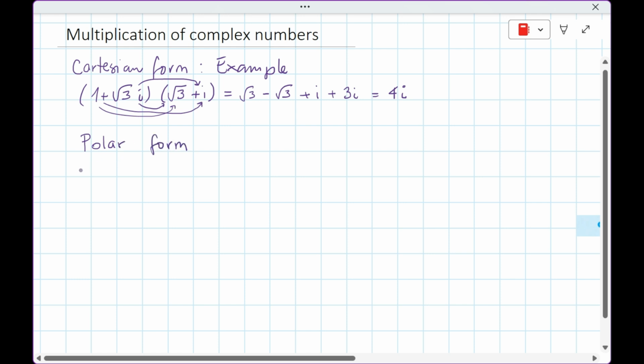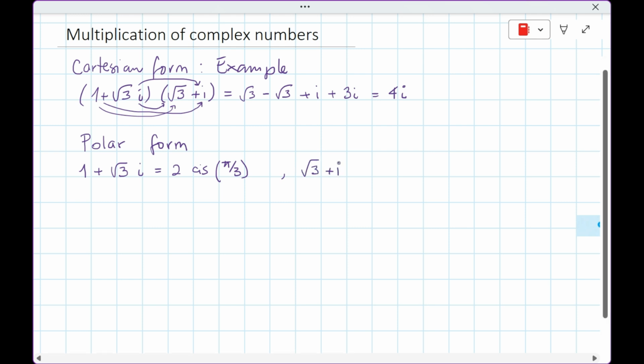So I want you to check that the polar form for the complex number 1 plus square root of 3i is actually 2 cis pi over 3, and the polar form for the complex number square root of 3 plus i is actually 2 cis of pi over 6. So pause the video and check this.